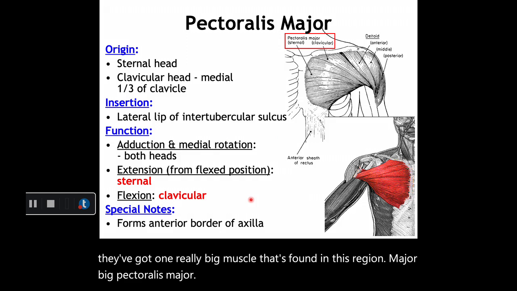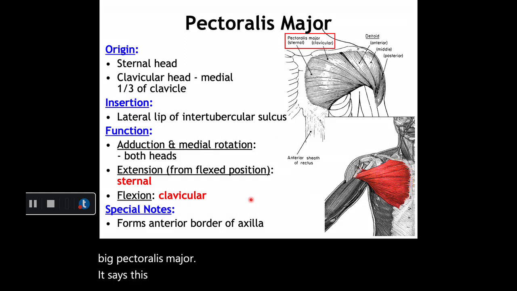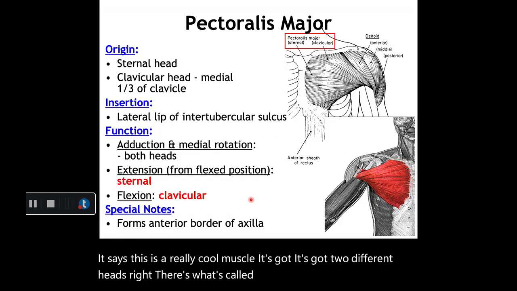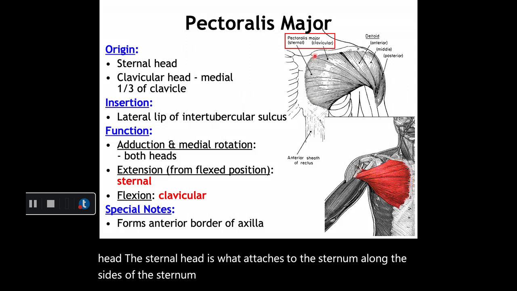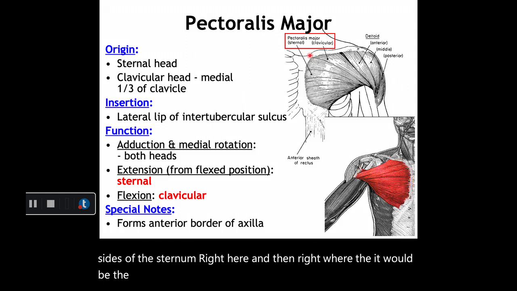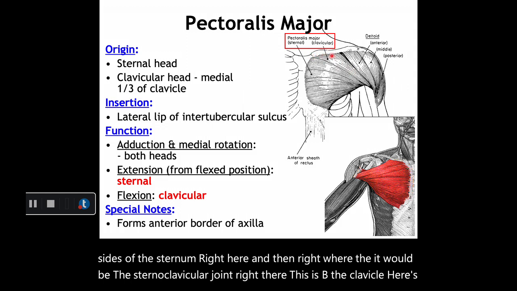This is a really cool muscle. It's got two different heads: a sternal head and a clavicular head. The sternal head is what attaches to the sternum, along the sides of the sternum right here. And then right where there would be the sternoclavicular joint, this would be the clavicle. Here's that clavicular head of pectoralis major.